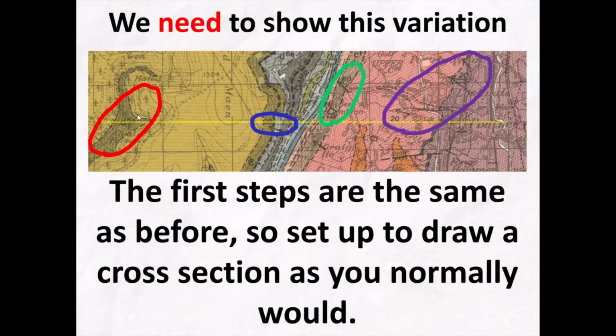Okay, well, we need to show this variation. We can't just average it out, like an average of 20 degrees and 70 degrees. What is the point of that? That gives you an average of 45, which is completely wrong for both counts. So we need to actually show this systematic variation in dips.